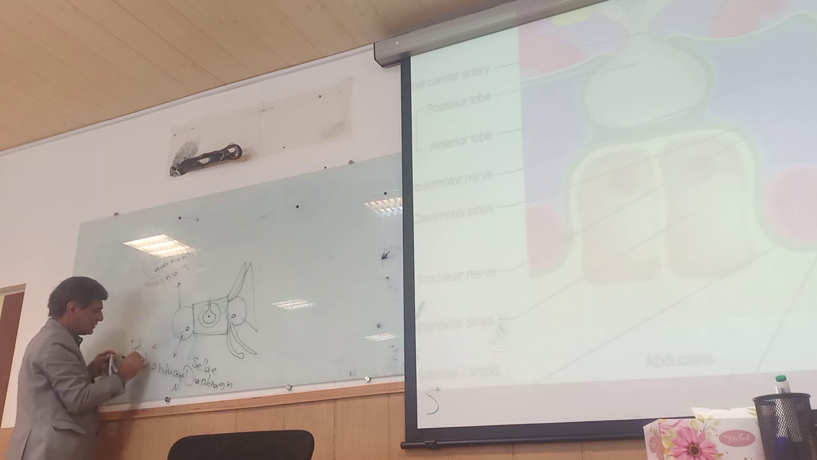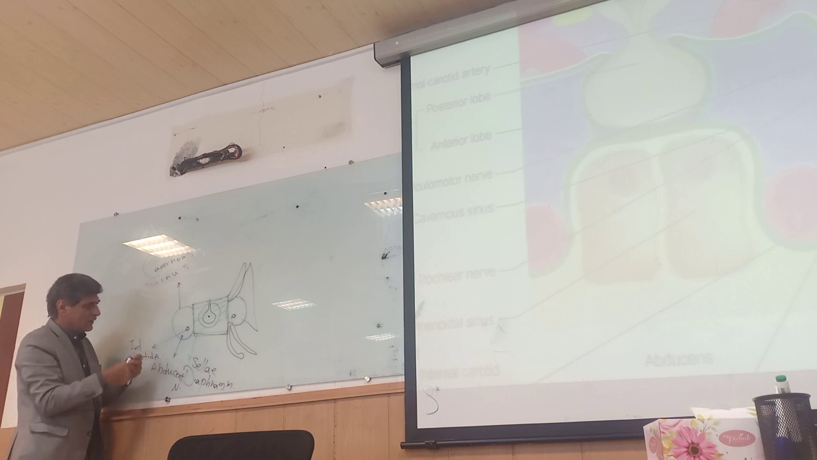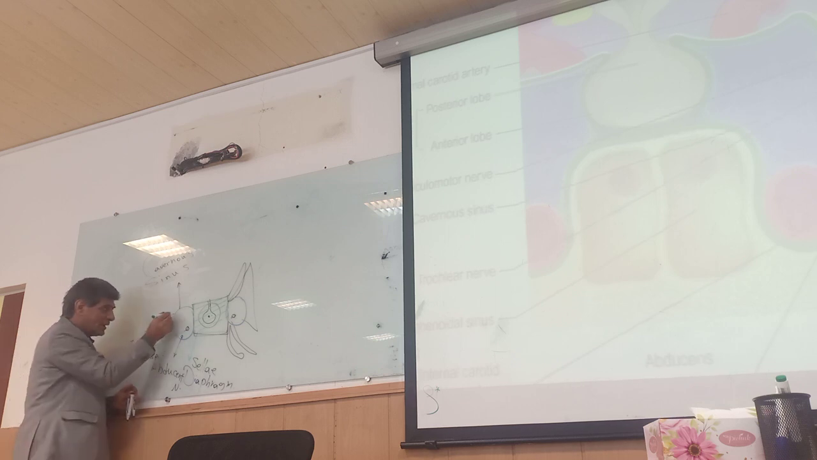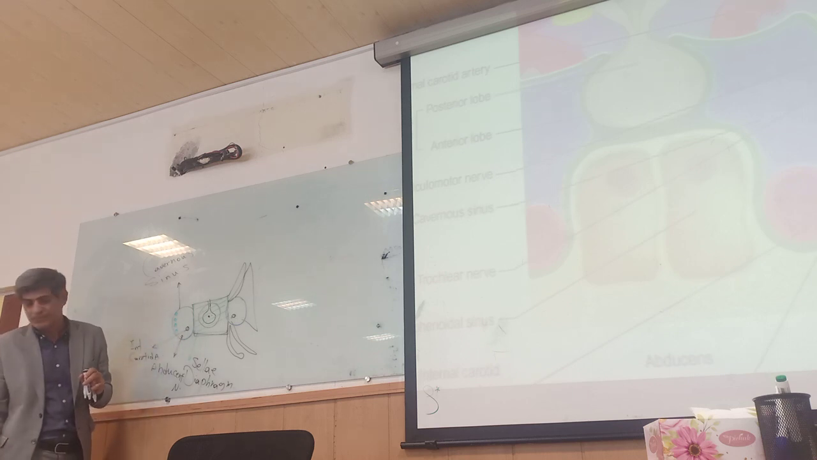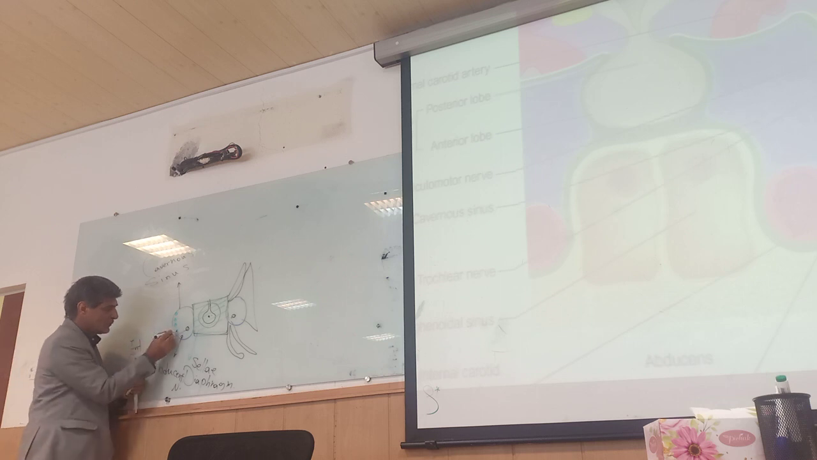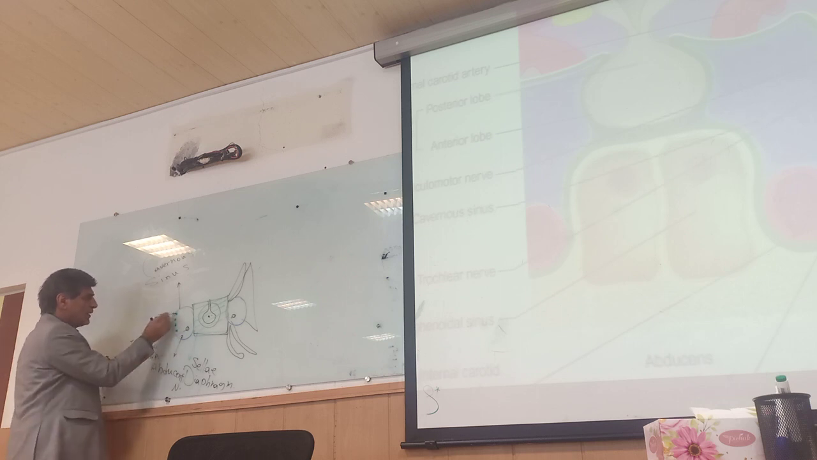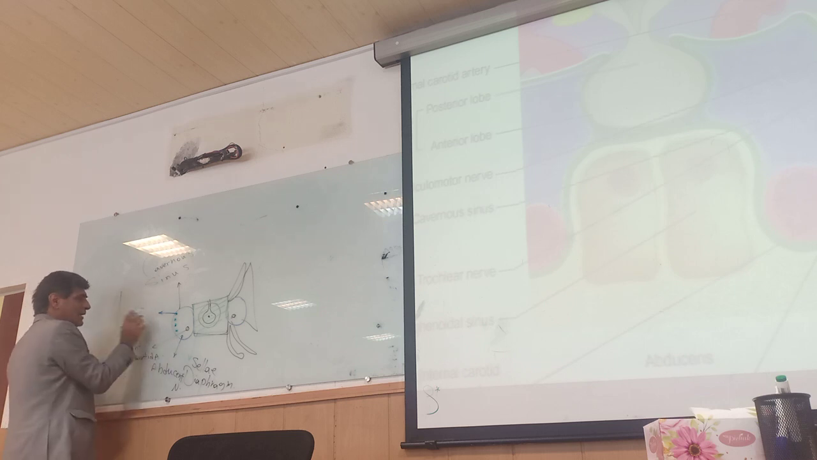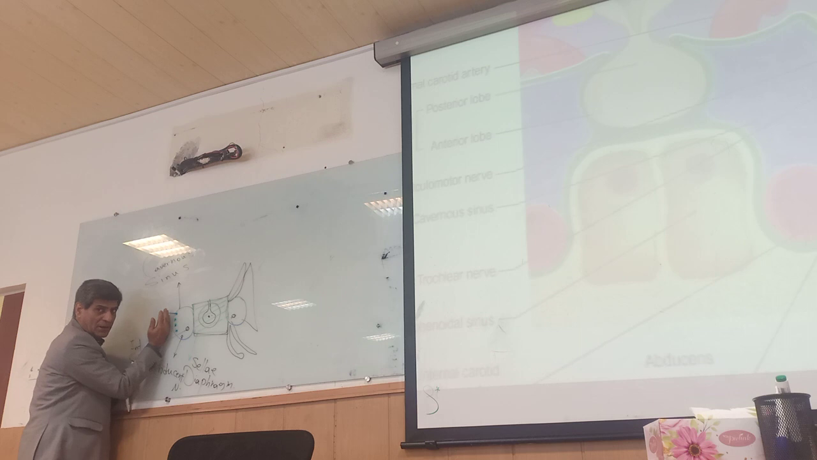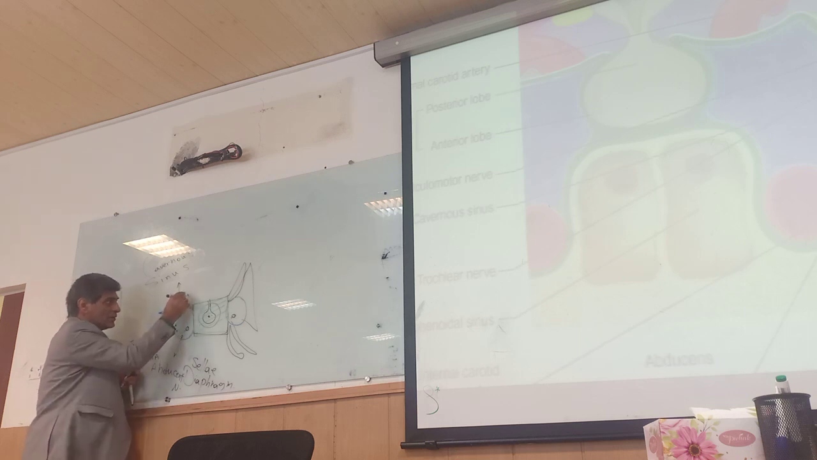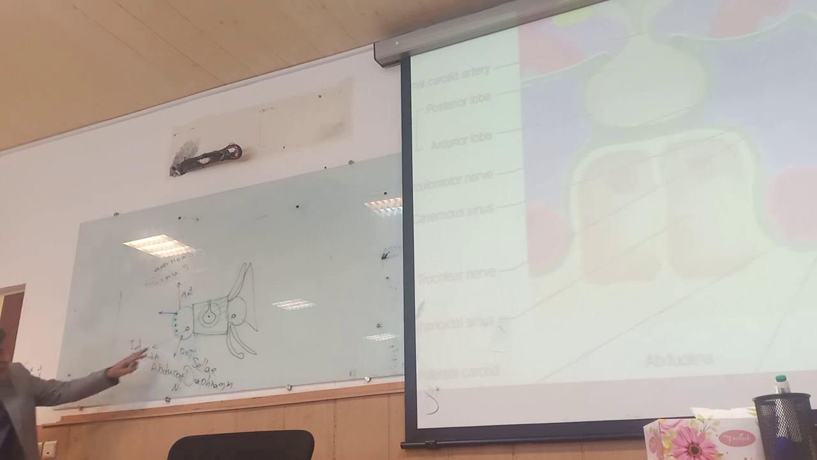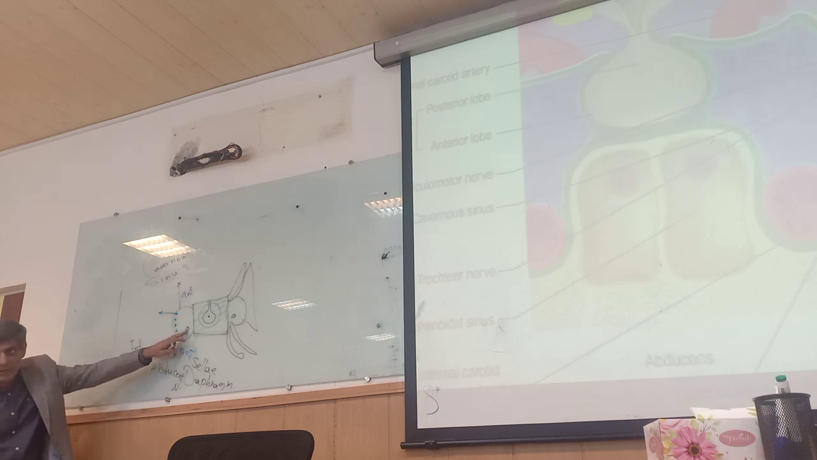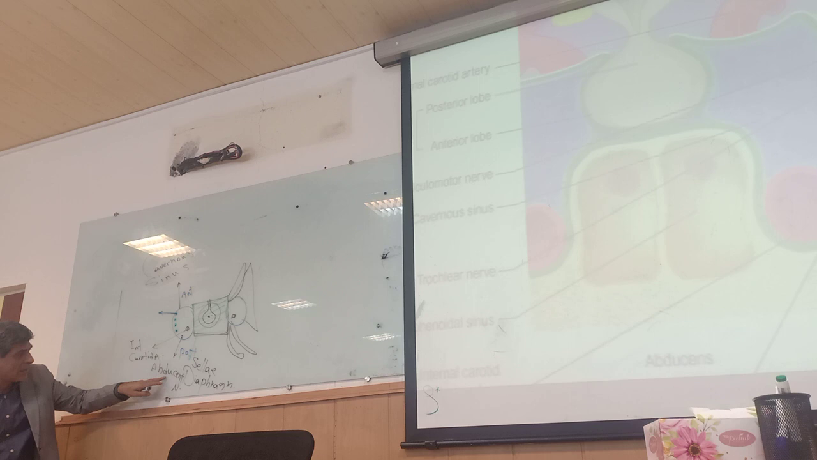Internal carotid artery. The lateral wall of the cavernous sinus has relations with four structures. The cavernous sinus has a lateral wall, medial wall, anterior wall, and posterior wall. Inside the cavernous sinus are two structures: the internal carotid artery and the abducens nerve.